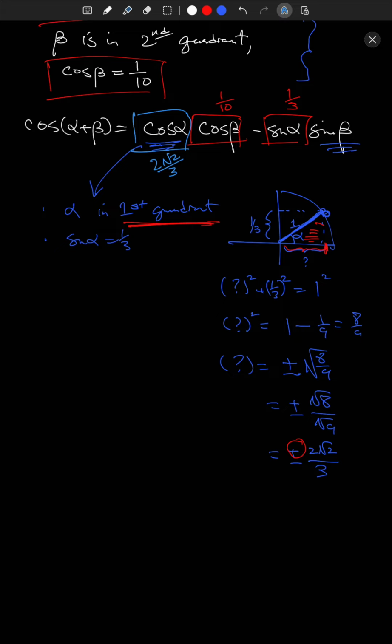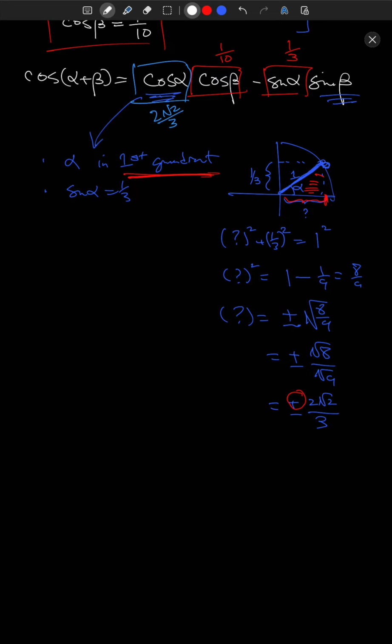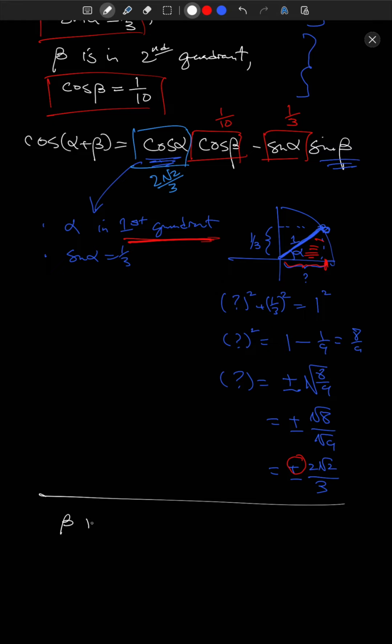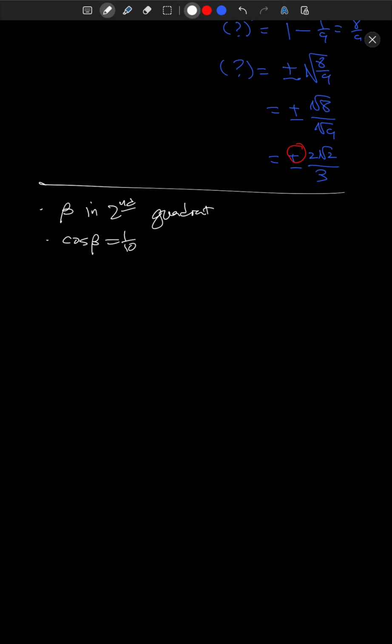Okay, and we do the same thing with the sine. Let me do the sine a little differently, just use a different technique. For the sine beta, I know that beta is in the second quadrant, and I know cos beta is 1/10. In this other technique, I'm just going to draw a right triangle with beta here, representing this fact.